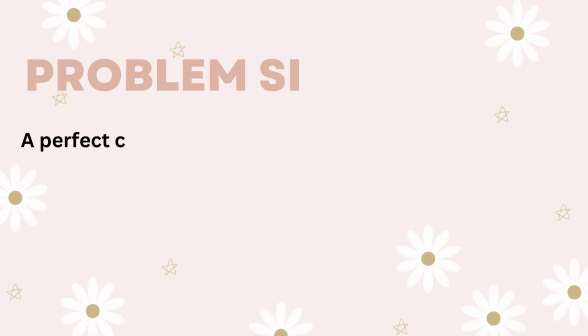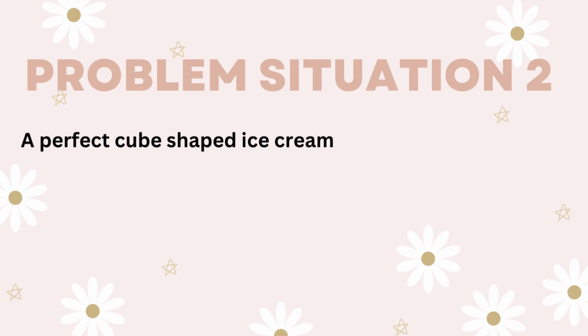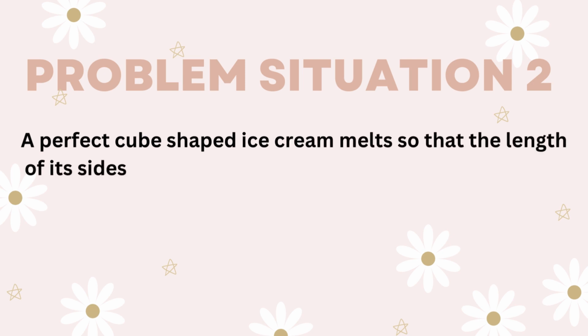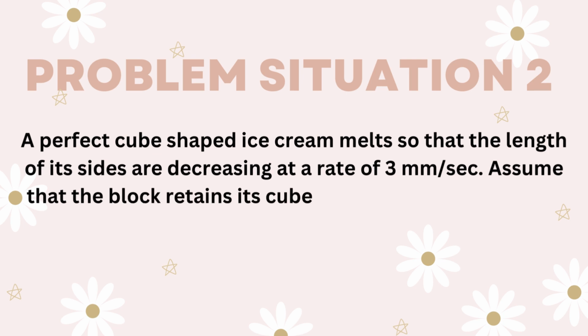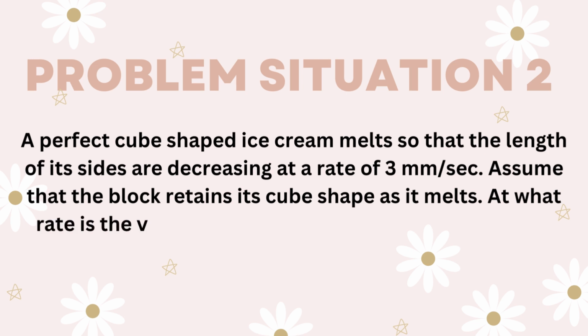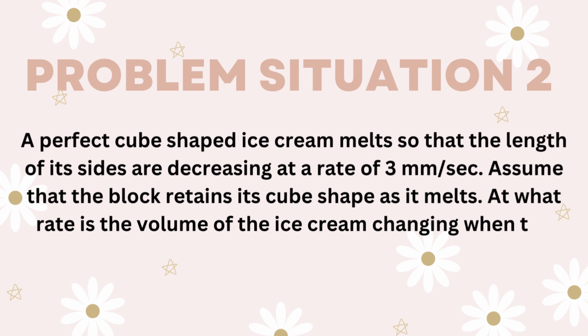Next, let's look at problem situation 2. A perfect cube-shaped ice cream melts so that the length of its sides are decreasing at a rate of 3 mm per second. Assume that the block retains its cube shape as it melts. At what rate is the volume of the ice cream changing when the sides are 3 mm each?